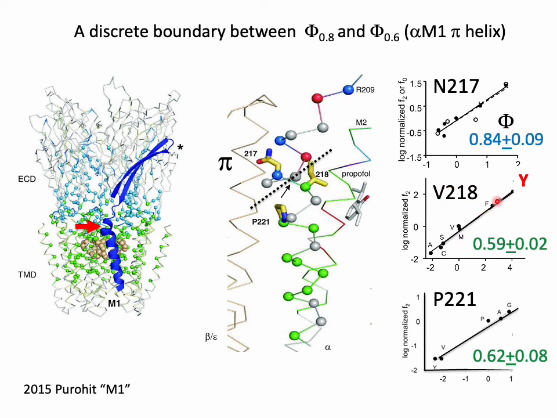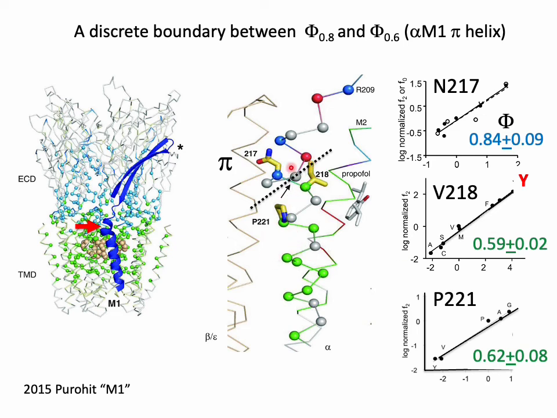This 218 is very important because you'll notice on the y-axis in the reefer, this is log L2. You can see there's a 6 order of magnitude range that you can get from Y to A mutations of this residue. This is the most sensitive residue we've found in the receptor so far. This is a very important region. So there's a very discrete break in Phi values.